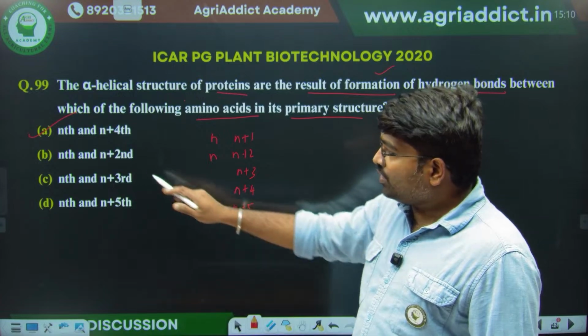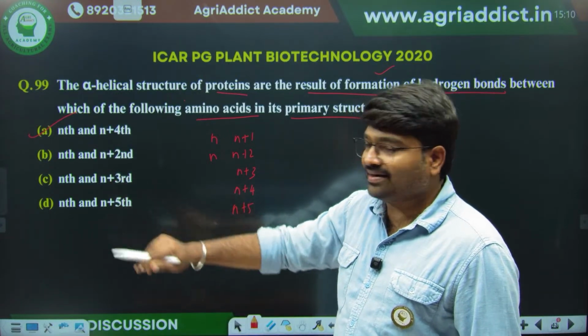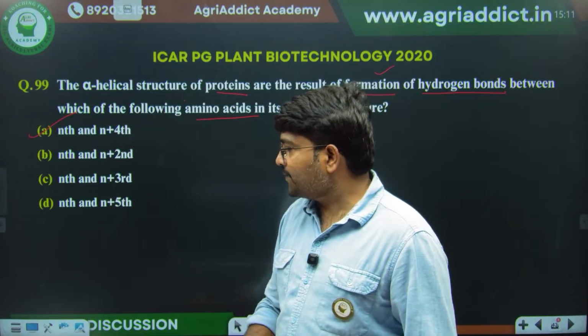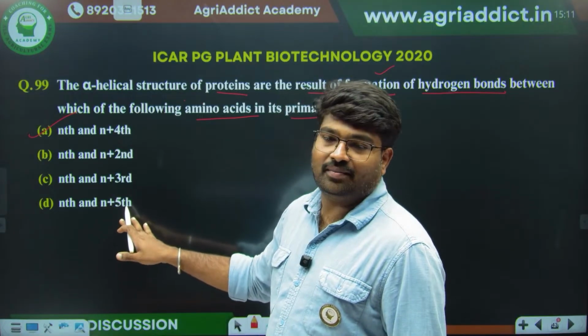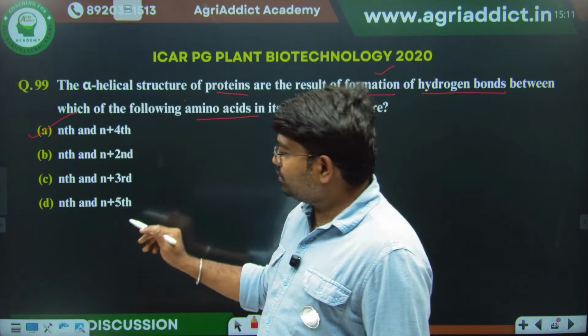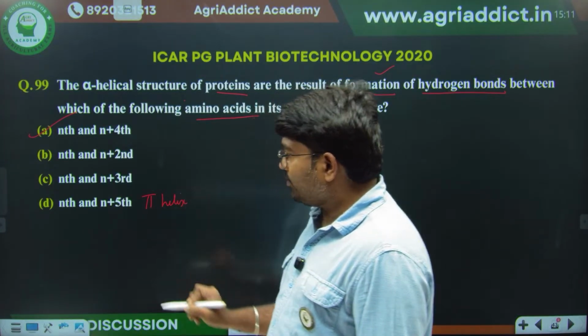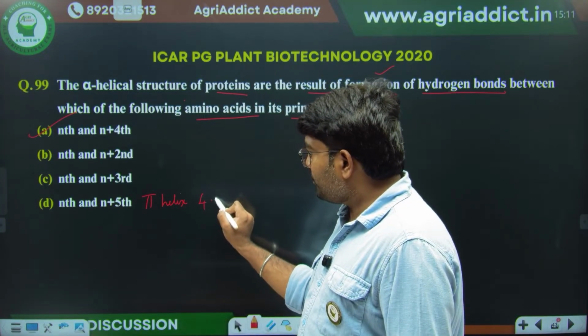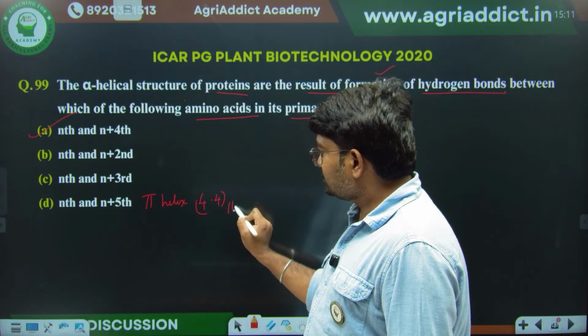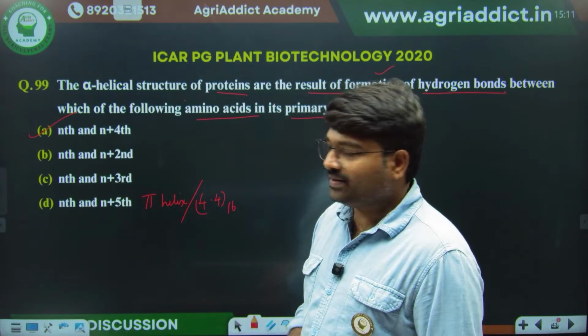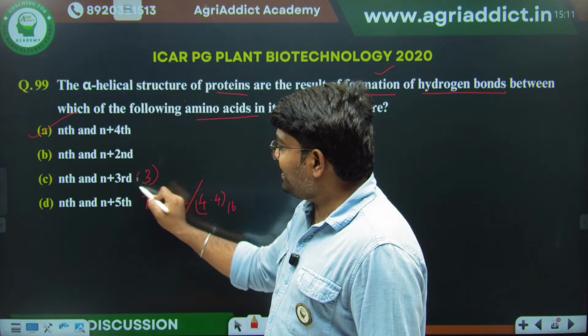Then what are N and N plus 2, N plus 3 and N and N plus 5? This also you have to know. If N and N plus 5th amino acid join, that will lead to the formation of pi helix. Pi helix will form. Or else we can say 4.416 helix. Clear? If N and N plus 3 is joining, a 3 by 10 helix will form.